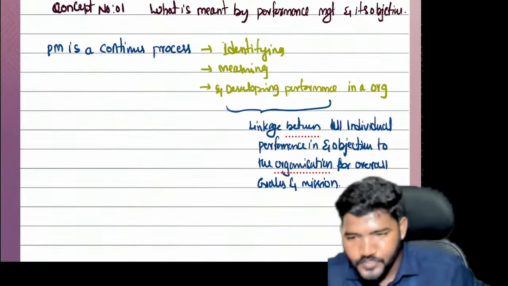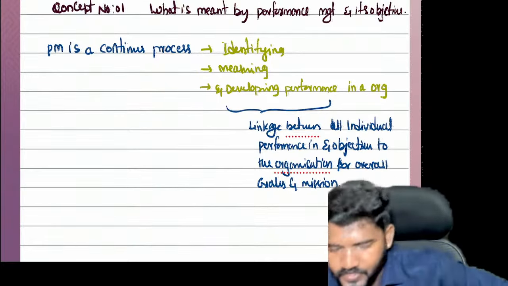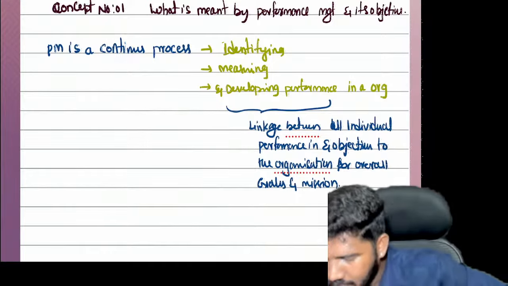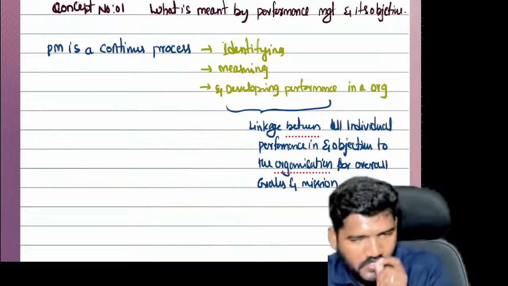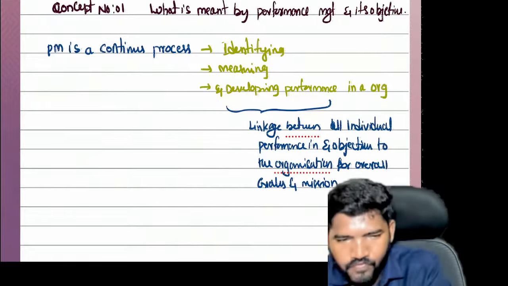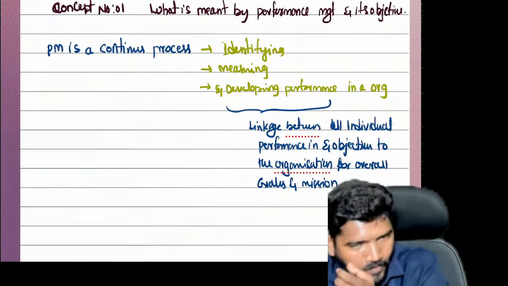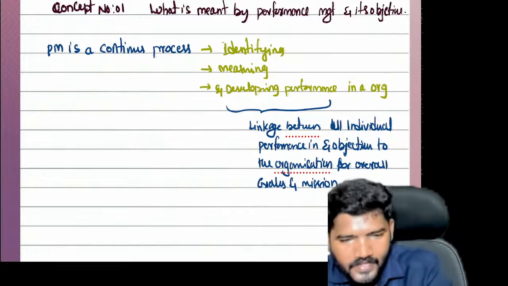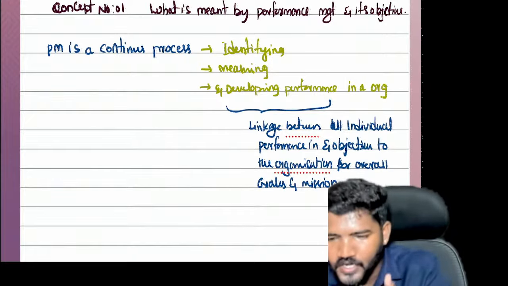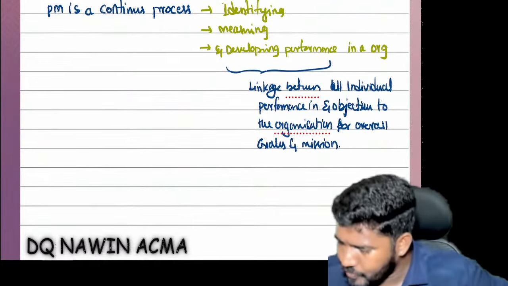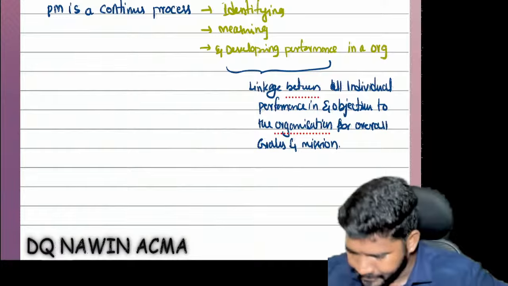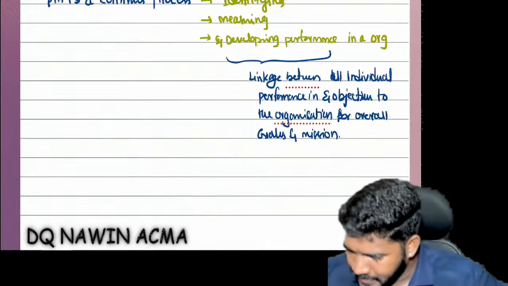So it is a continuous process of identifying, measuring, and developing performance in an organization. Linkage between all individual performance. It's not focusing on a single thing. It's focusing on all organization performances. It links and gets the results called mission and goal objectives of the company. Okay, done. So a few more points to understand performance management.